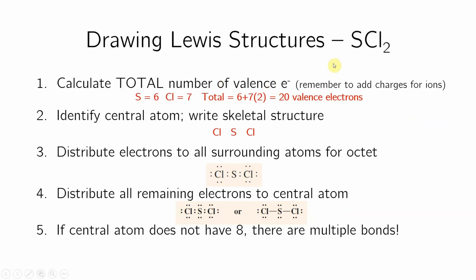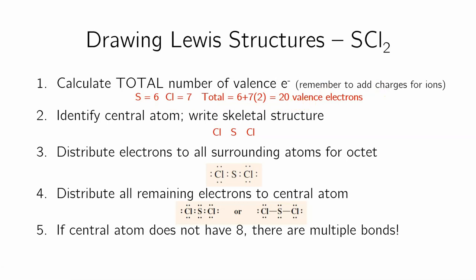All right. And I will show you an example where you have charges for ions. But here I don't have an ion, so don't worry about this step. Okay, but do recall this step. It will certainly come up. So right now I have no ion, so I ignore this. S has 6, Cl has 7, and so altogether I have 20, because I have 2 Cls and 1 S. So that means I have to have 20 valence electrons, and I have to organize them around 3 atoms.